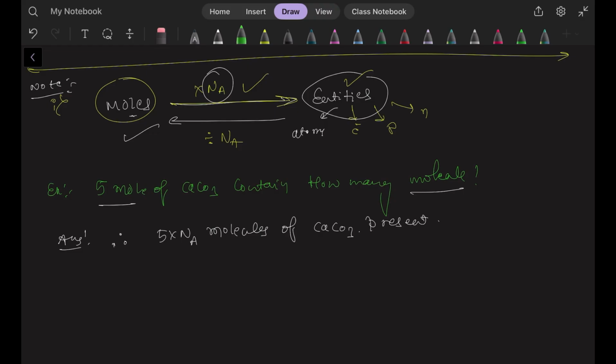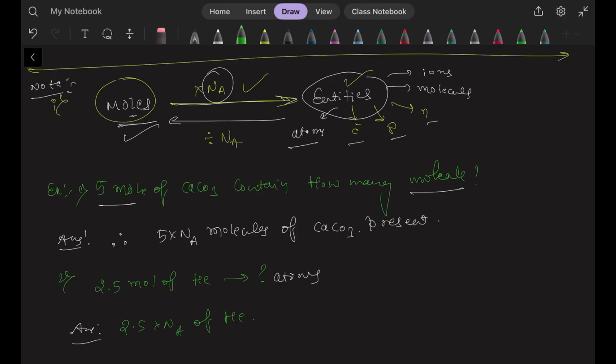One more example. 2.5 mole of helium contain how many atoms? What could be the answer? Same. Moles they have given, you have to convert into atoms this time. It can be atoms, electrons, protons, neutrons, as well as molecules also, as well as ions also. So what to do? 2.5 into Avogadro number of atoms of helium present. This is how you have to find out.